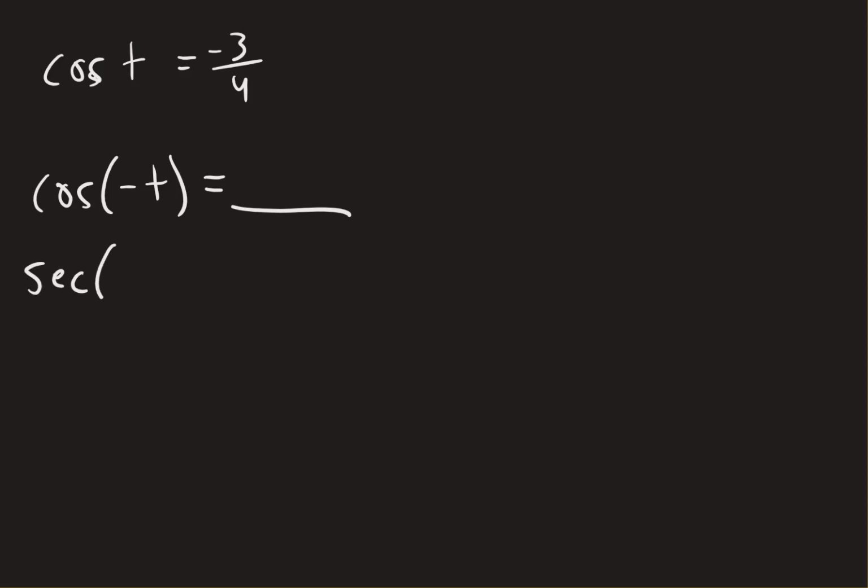All right, given that the cosine of some angle t is negative 3/4, we should have enough information to figure out the cosine of negative t and the secant of negative t. Okay, well the second half of this question is going to be easy. The secant is just the reciprocal of cosine, and these two are talking about the same angle.